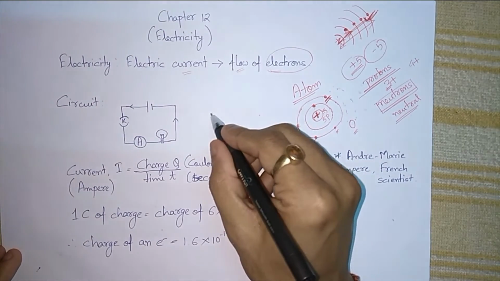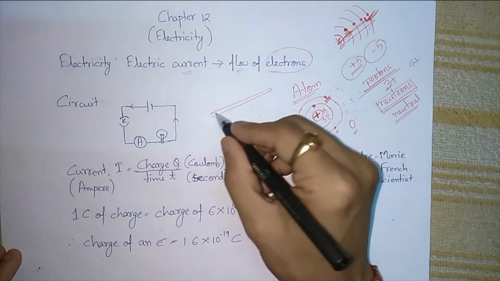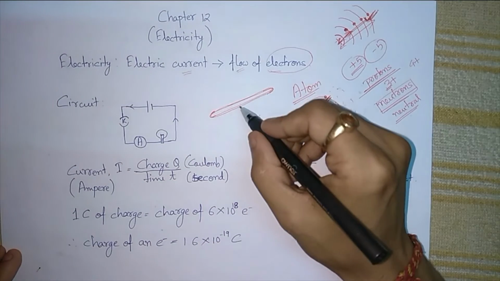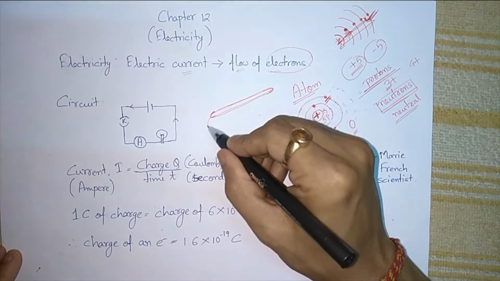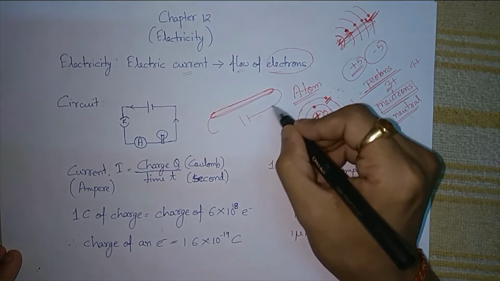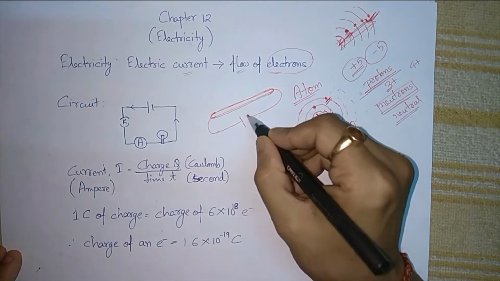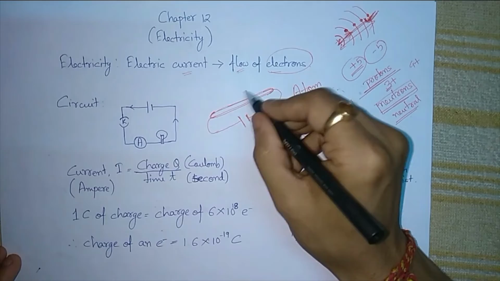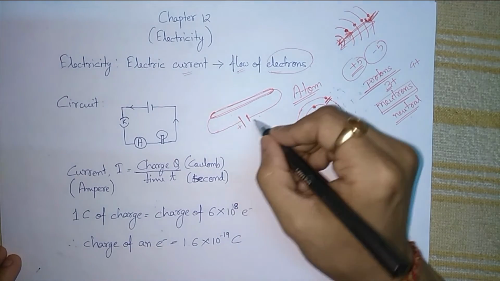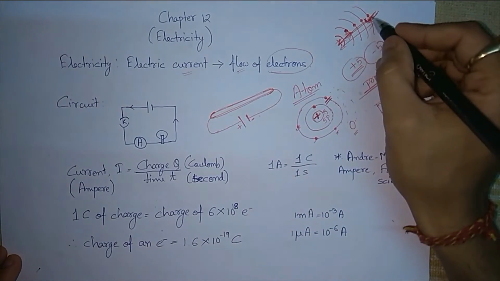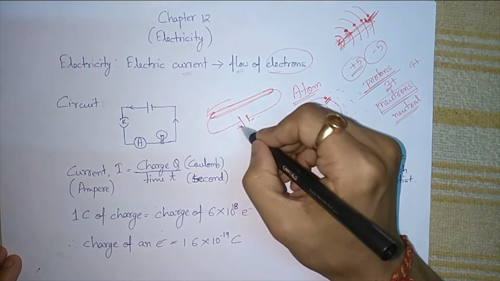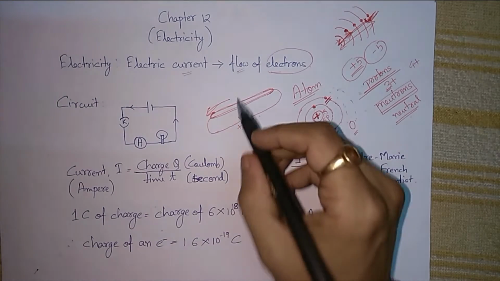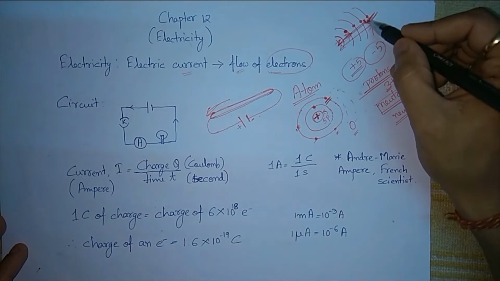So this is a conductor, a metallic conductor. When we apply a potential difference, meaning when we apply a source like a battery or generator, these free electrons move. This is the positive end and this is the negative end of the battery. So electrons will move towards the positive end. Clear? The electrons will move toward positive. Which electrons? The outermost electrons, the free electrons.